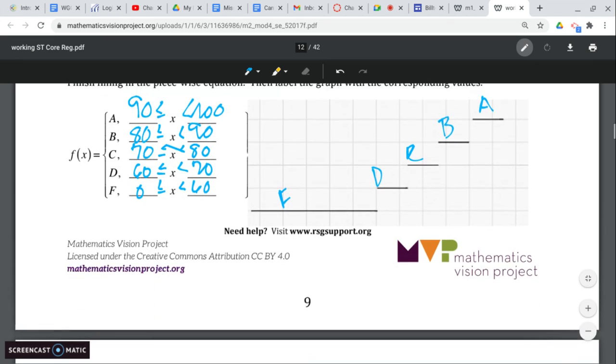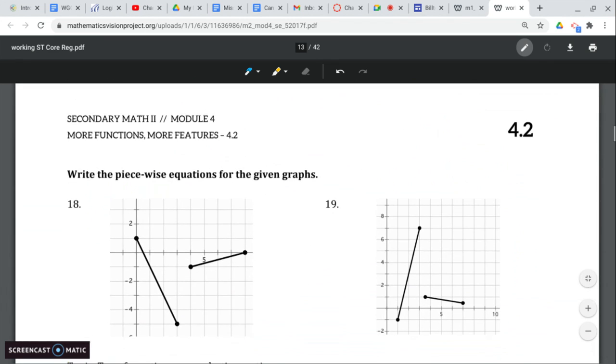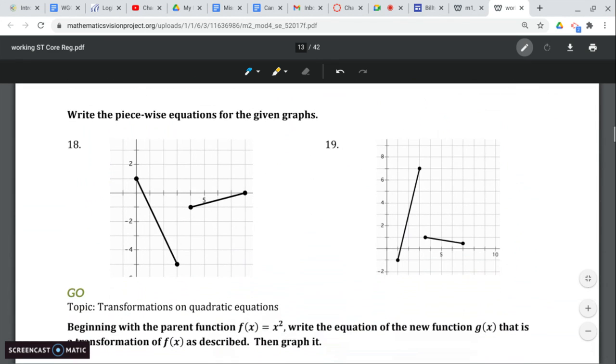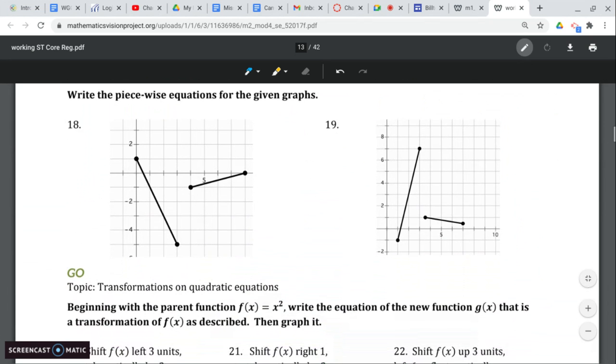Okay. All right. The last thing we're looking at, we want to write the piecewise equations for the given graphs. So we're going to look at number 19 together. So if we look at this first part here, we have two parts. That means we're going to have two equations and we have to do the intervals for them. So we'll have f of x equals.